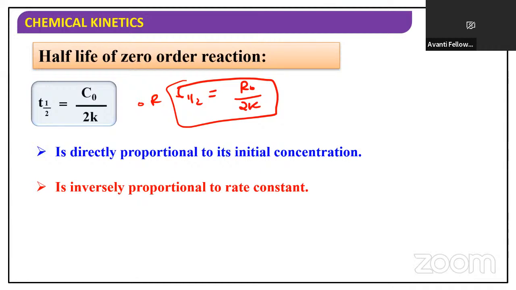So if someone asks whether half-life time depends upon the concentration or not in the zero order and first order, you can say that in case of zero order, half-life time is directly proportional to the initial concentration. Whereas in first order, we are going to see this as well, half-life time is independent of the concentration of the reactant. Okay? So this thing is very, very important. So t half is directly proportional to the initial concentration and inversely proportional to the rate constant as well.